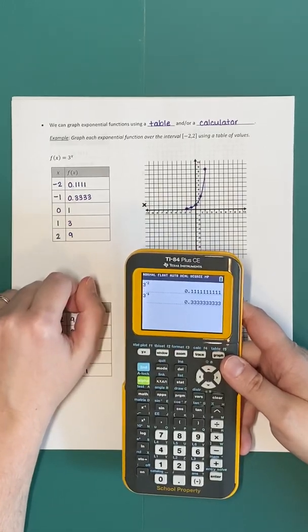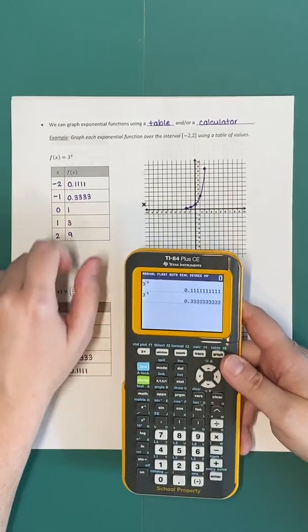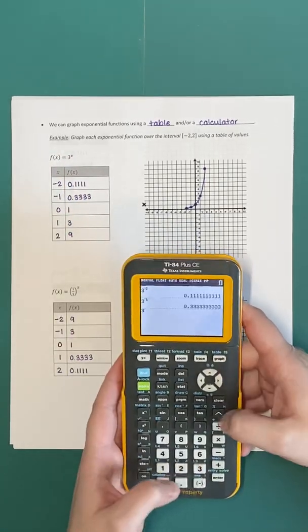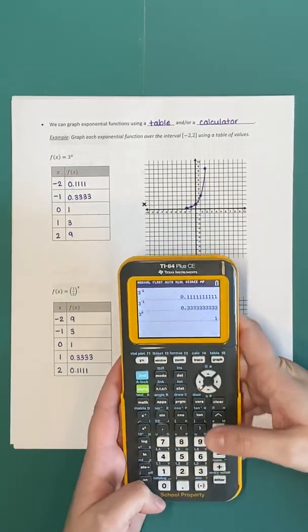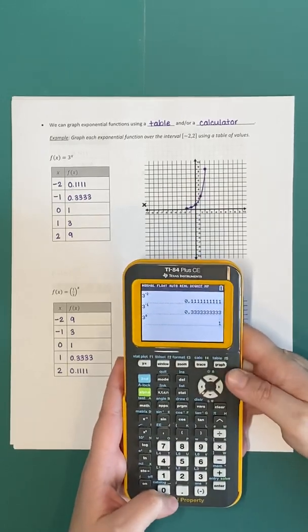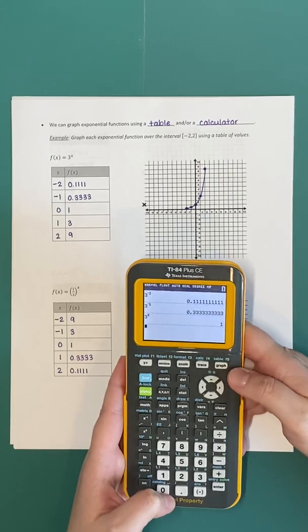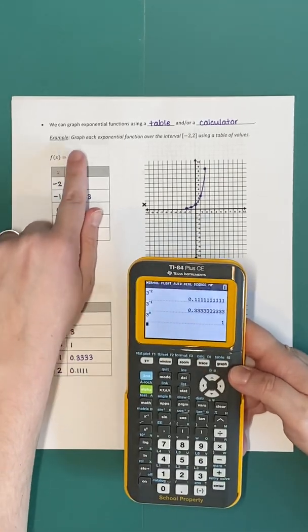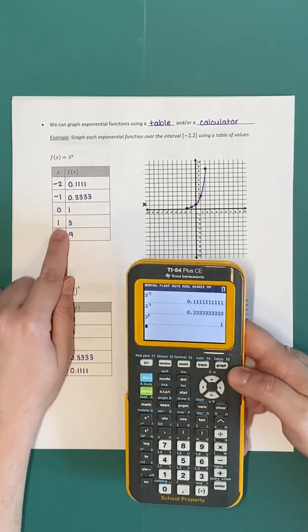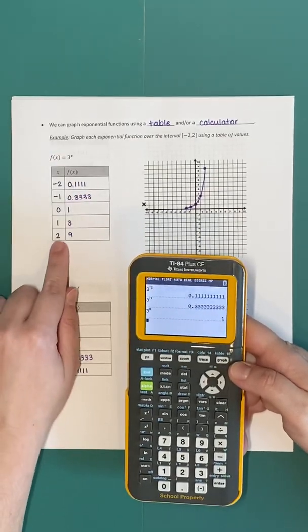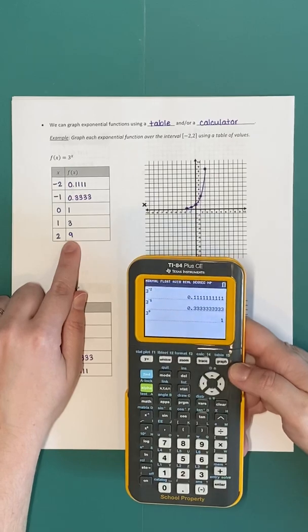Now, what happens when we get to 0? Remember, there was that common point on any exponential graph. 3 to the 0 power, or anything to the 0 power, is going to be identically 1. It's always going to be 1. So that is a common point on all of these basic exponential graphs. Now, 3 to the first power, hopefully you can do that without a calculator. It's going to be 3. And then 3 squared is going to be 9.